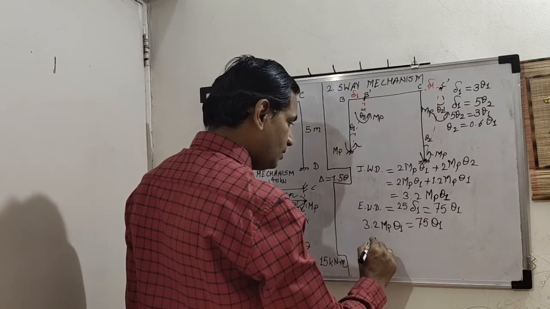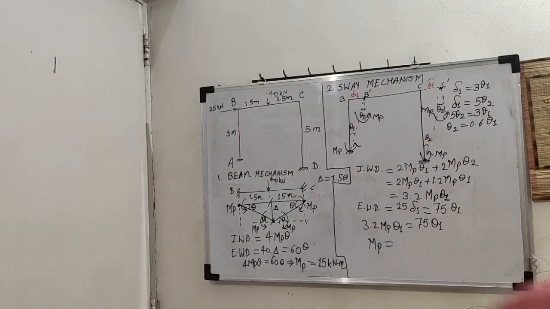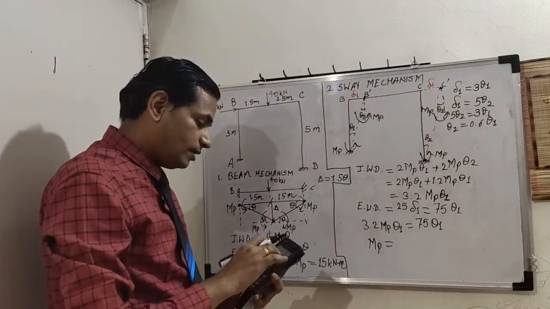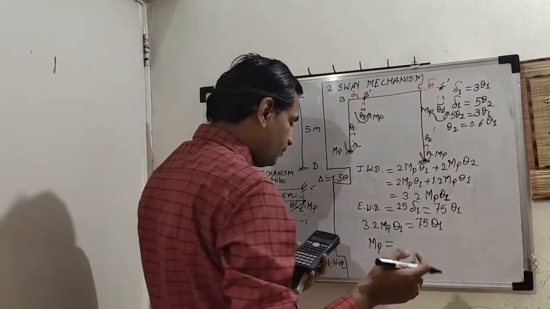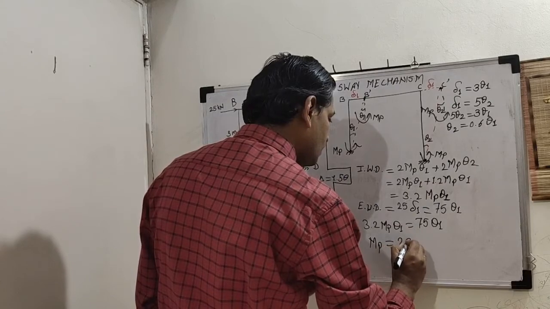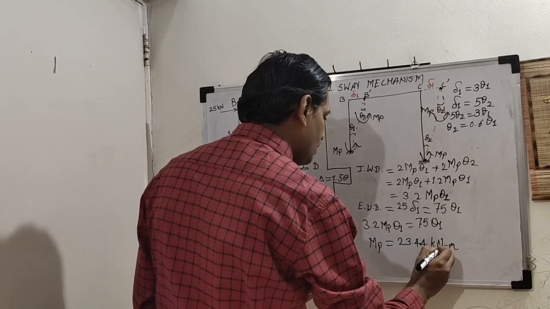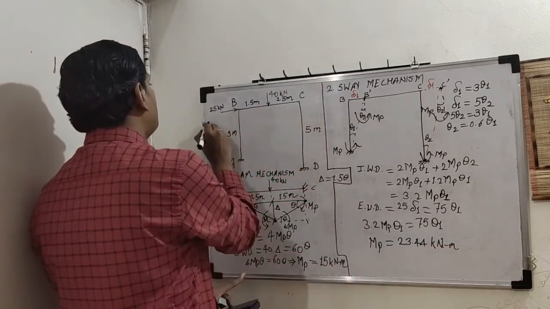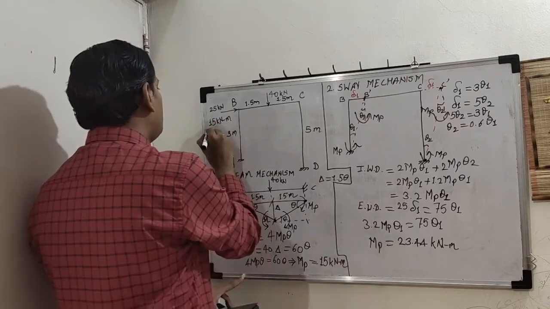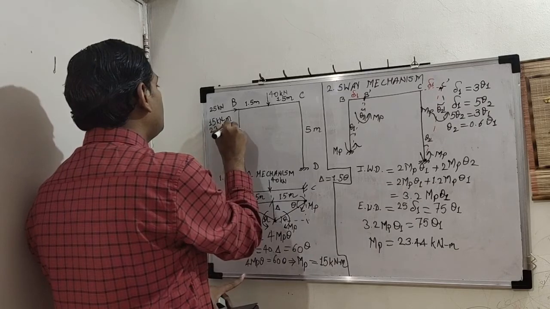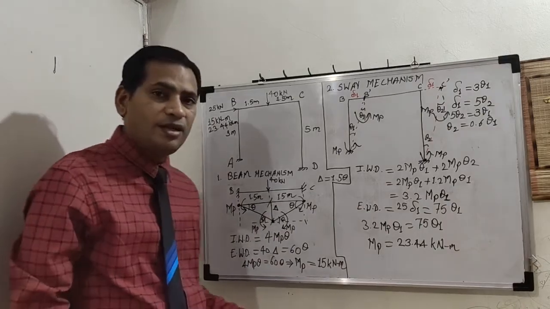So how much is MP? 75 upon 3.2. Let us calculate. 75 upon 3.2. So it is 23.44 kilonewton meter. Okay. So from beam mechanism, MP was 15. From sway, 23.44. Now we will carry out combined mechanism.